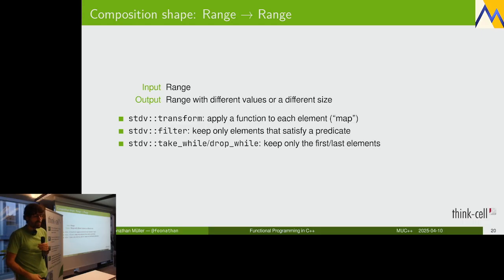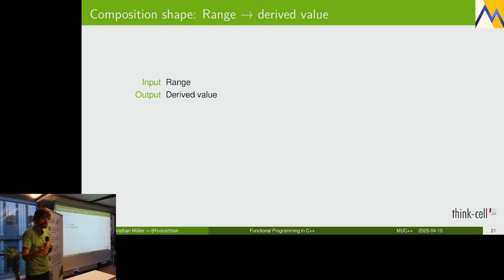There are similar views in that category, for example take_while or drop_while, which remove a suffix or prefix from a range, and a couple more. They take a range and lazily give you a slightly different range. And then the next composition shape: given a range, give me a derived value.